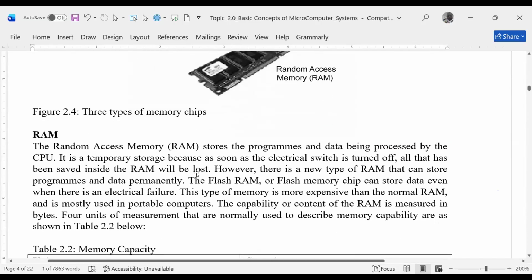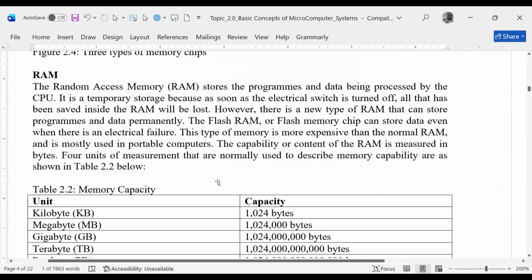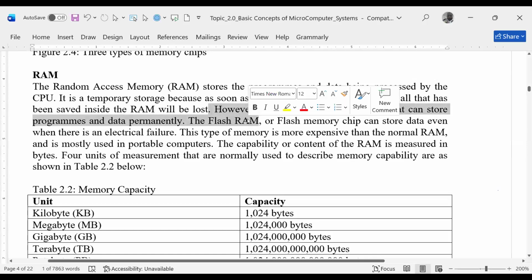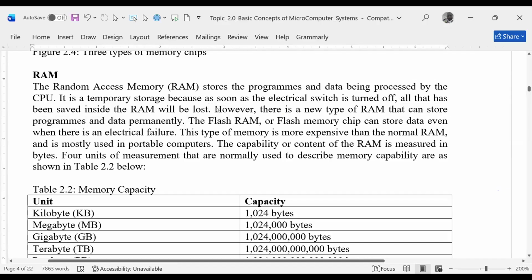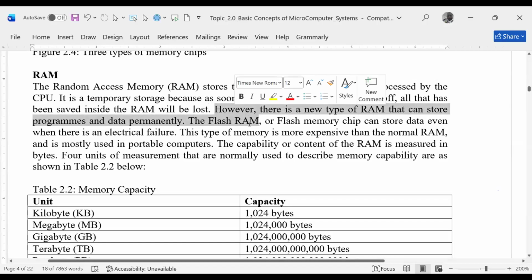The RAM is the main memory that holds your program instructions, and it is the one that communicates with the CPU. ROM means read only, but today there is a technology that combines RAM and ROM together, and this technology is called flash memory. So flash memory is a technology of RAM, which is temporary memory, and ROM, which means permanent storage.